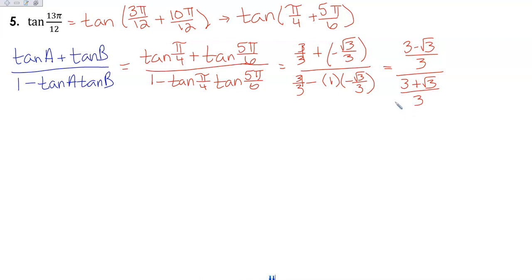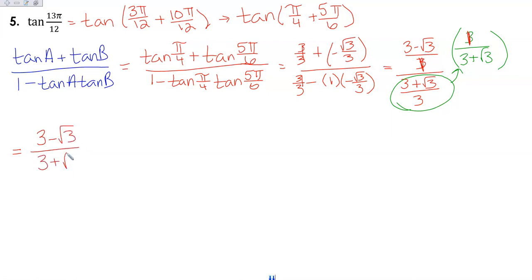So what I'm going to do is get rid of my denominator by multiplying by the reciprocal. So this is going to be 3 over 3 plus the square root of 3. And we're going to come down here to the next line, and notice that my 3's are going to reduce down to 1. So I'm going to get 3 minus the square root of 3 over 3 plus the square root of 3.